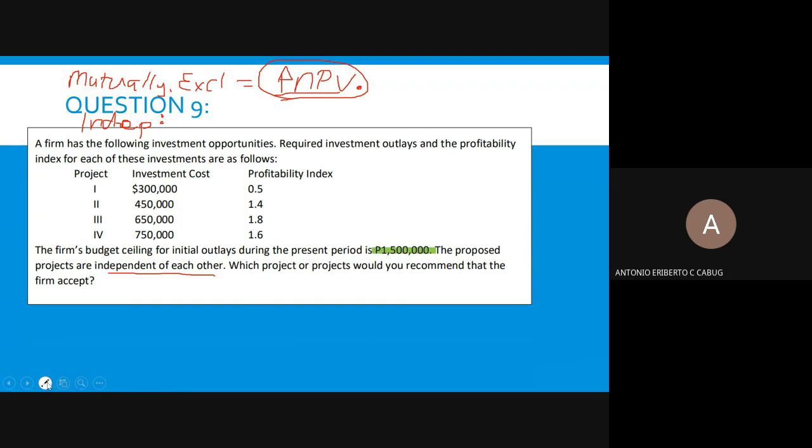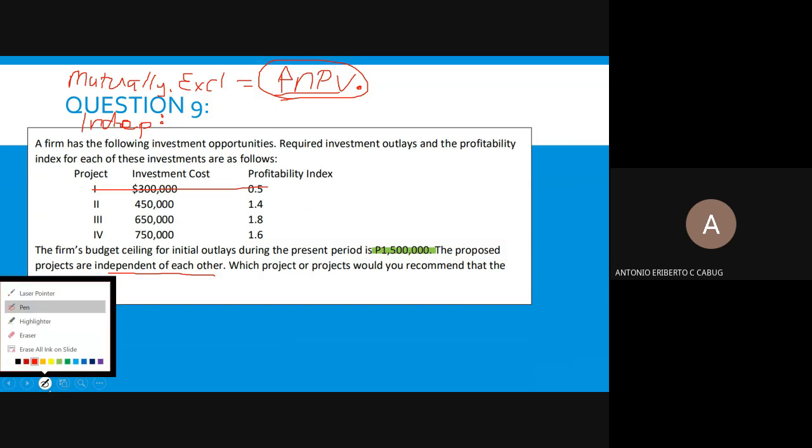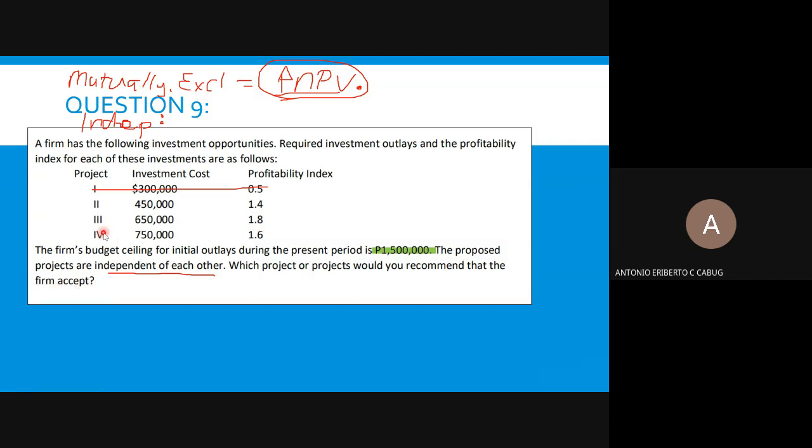Okay? Automatic, bagsak na si Project 1. Less than 1 ang kanyang PI. Now, among Project 2, 3, and 4, the highest PI goes to Project 3. So with your 1.5 million capital, you prioritize Project 3. 1.5 M minus 650,000, you would have 850,000 pesos. Next, meron pang pondo. Second priority is Project 4. You have 750,000 pesos. Okay? 850K minus 750K is 100K.